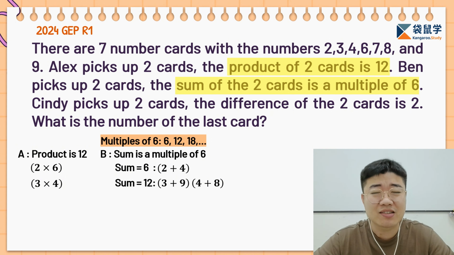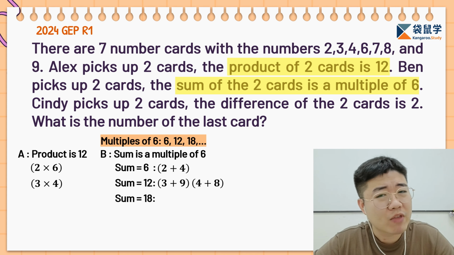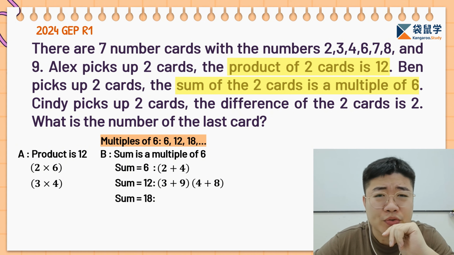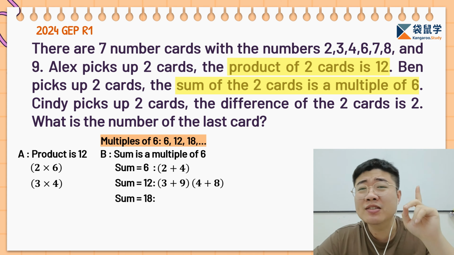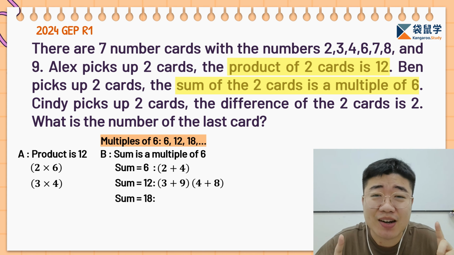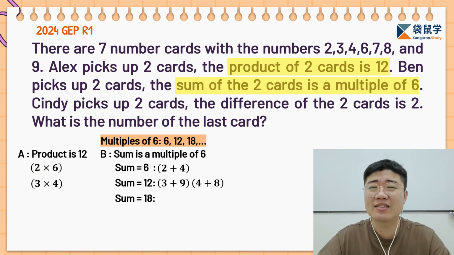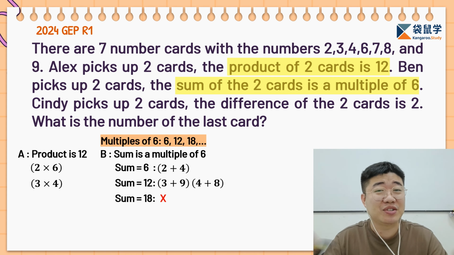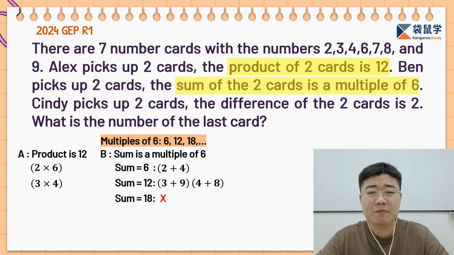No repeated cards. Now, the last case, sum equals 18. Is it possible? Just now we know that we cannot choose repeated cards, so it cannot be 9 plus 9. This means that even if you choose the largest cards here, 8 and 9, 8 plus 9 is 17. That's too small. So this one is not possible. If this is not even possible, we don't have to check for bigger numbers anymore. So let's move on to Cindy.